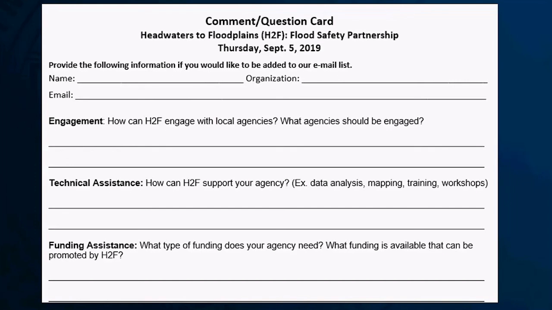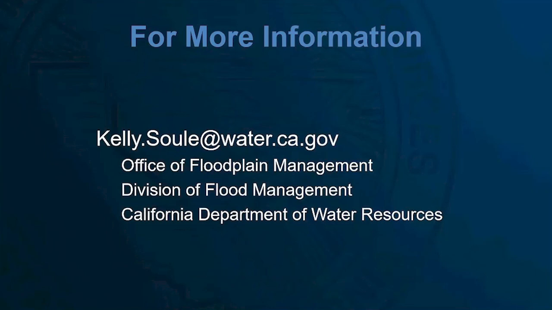So with that, we're going to go to the last slide. I have Kelly Soleil, one of my engineers here. She is California's National Flood Insurance Program Coordinator, and she's within our Office of Floodplain Management here. I have her email here, but you can also email comments and questions to simpleh2f@water.ca.gov. That is an alias where the entire team here will be able to see and look at your response to anything I've said today. Hopefully you'll be able to give us some thoughts on what this partnership should be doing, focusing on engagement, technical assistance, and funding opportunities.